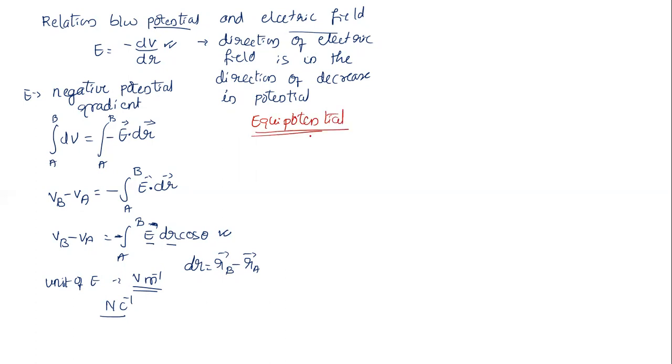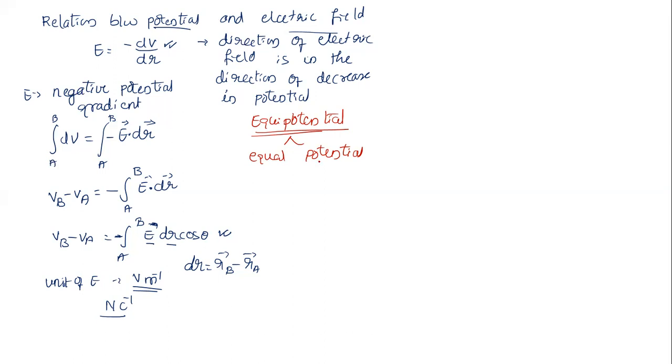Equipotential. So what is meant by equipotential? Equal potential. It means the potential remains the same at all points; that is what we call an equipotential surface. Let us look at some of the properties of an equipotential surface.